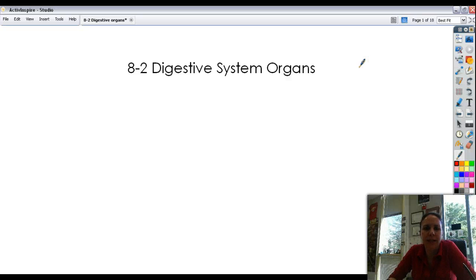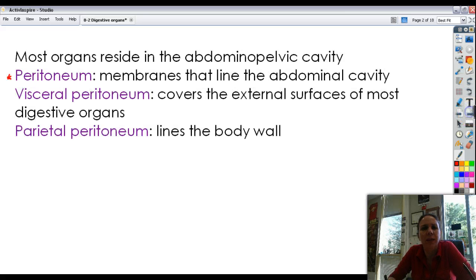Hello, we've got 8-2, digestive system organs and the cavity that they lie within. So here we go. We're going to start out with the fact that most of the organs of your digestive system hang out in your abdominal pelvic cavity. So that would be from your diaphragm down all the way to the tops of your legs. It makes up the peritoneum.